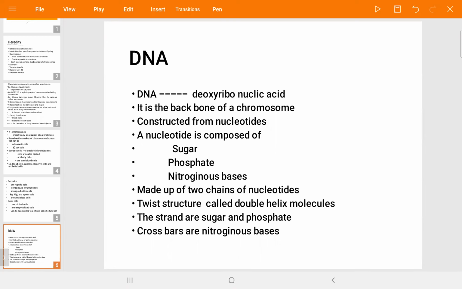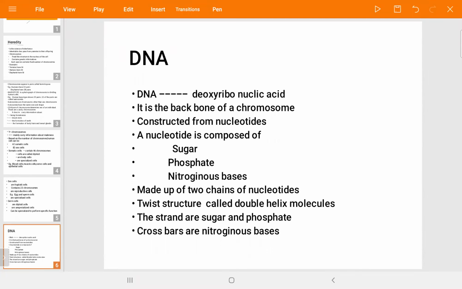Now, DNA means deoxyribonucleic acid. It's the backbone of the chromosome. What do we mean? DNA is the backbone of chromosome, meaning it's the structural component of chromosomes. Chromosomes are made from DNA and a protein known as histone. Chromosomes are constructed from DNA. They are structural components of chromosomes.